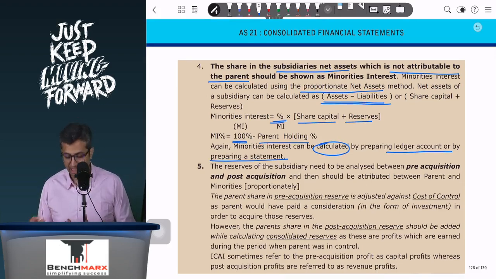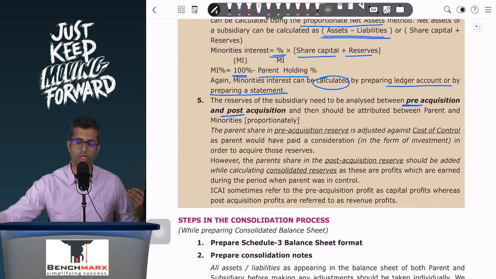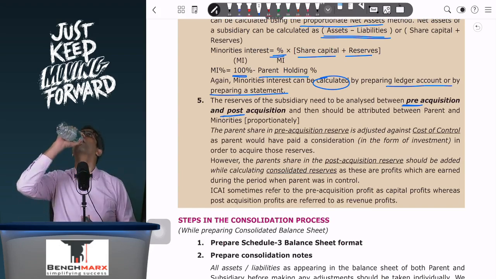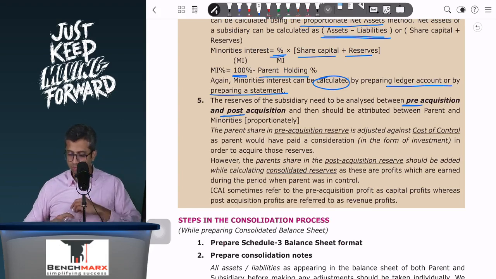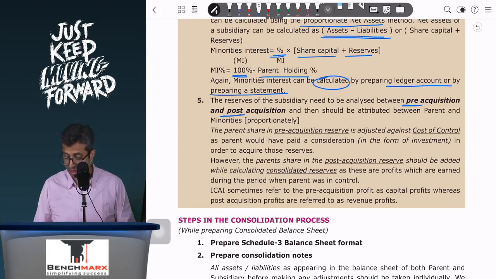Next, the reserves of the subsidiary need to be analyzed. This is the most important thing between pre-acquisition and post-acquisition. Why? Well, the reserves that were earned prior to the date of acquisition, I as a parent have not earned them. In fact, I'll have to pay consideration to purchase them. But profits which are earned after the date of acquisition are under my control, my management, and hence I have actually earned them. And hence they will be consolidated. And then again, these profits belong to parent and minorities both, so they should be attributable to parent and minorities both.